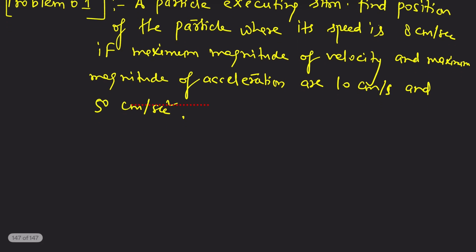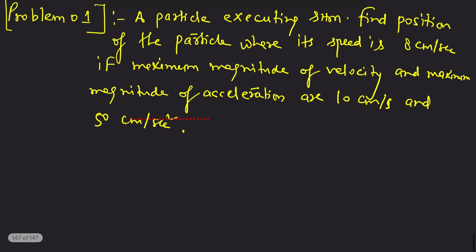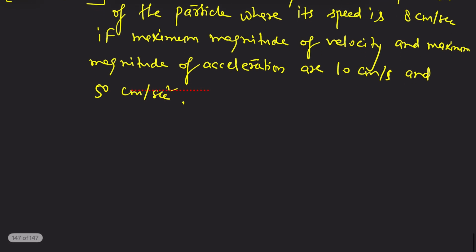that a particle is executing SHM, find the position of the particle where its speed is 8 centimeter per second, if the maximum magnitude of velocity and maximum magnitude of acceleration are given as 10 centimeter per second and 50 centimeter per second square. So let me solve this for you guys. So, solution.